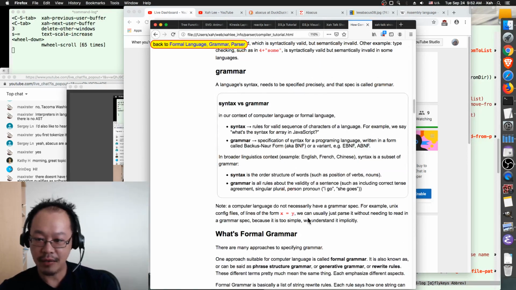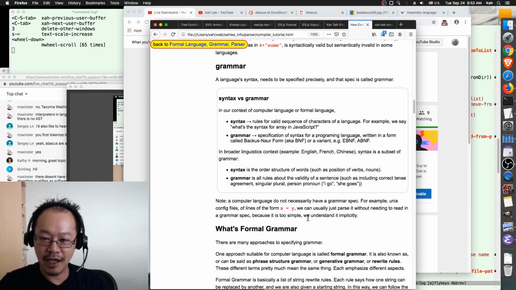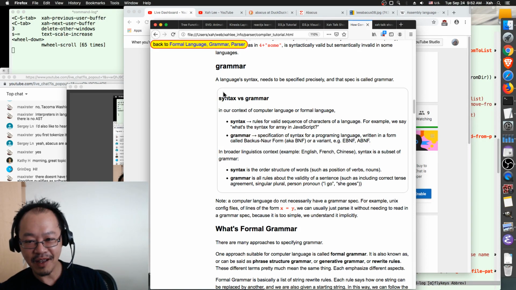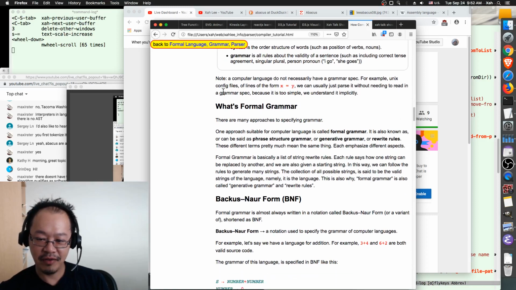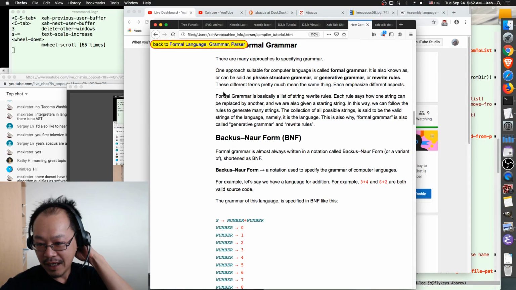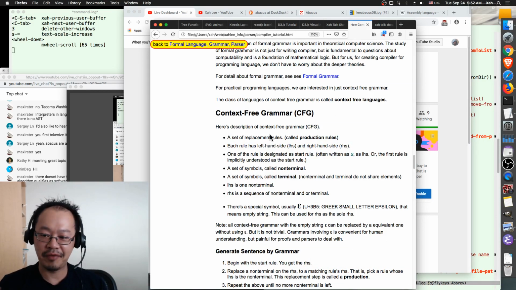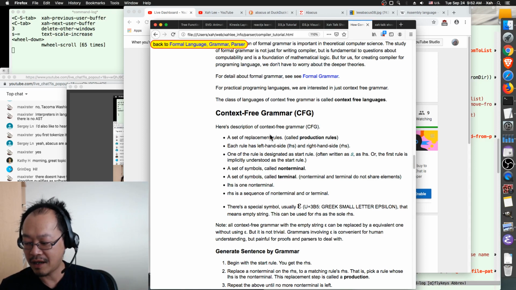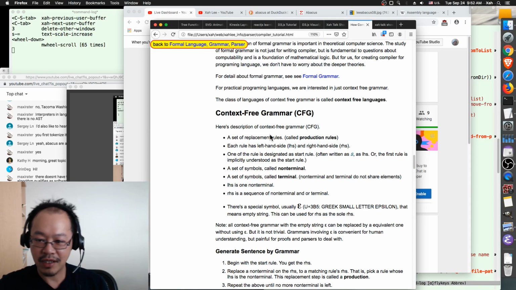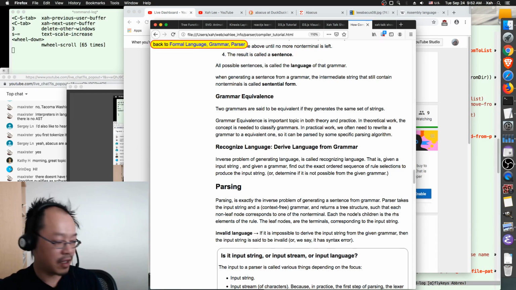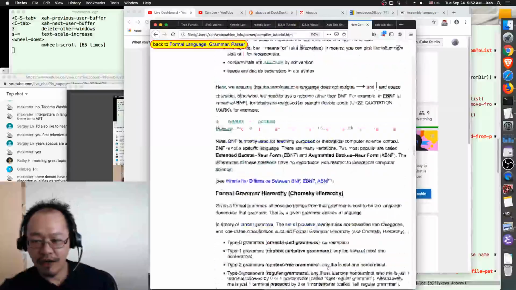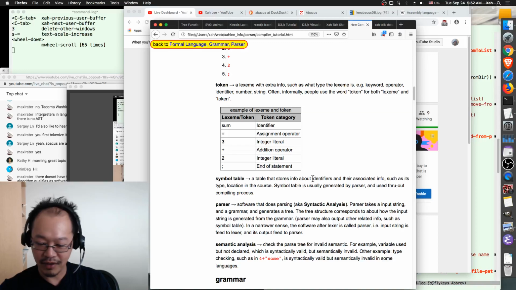So I want to jump to some interesting parts. That is the grammar, formal grammar, Backus-Naur form, and context-free grammar, because these are high-level stuff. I'm much interested in those things, and these are also interesting stuff. So let's talk about that. Let me try to cover them.